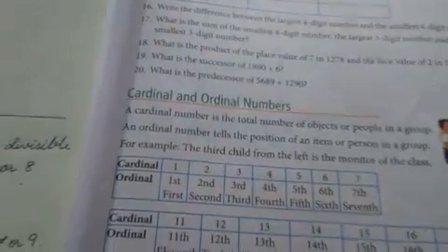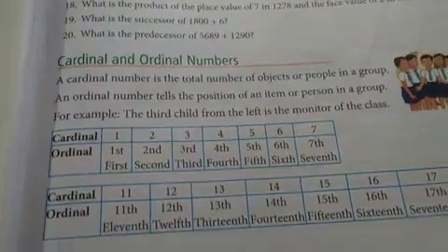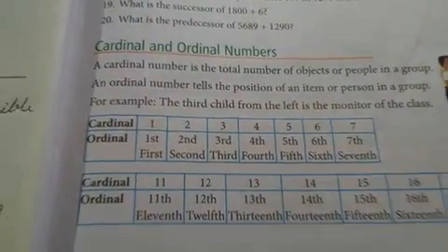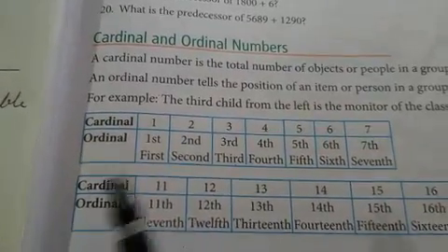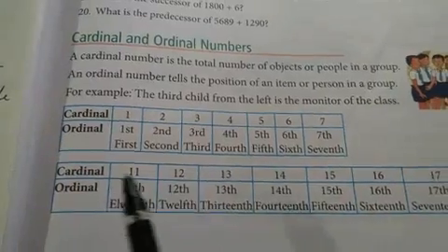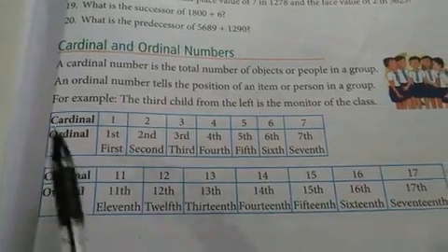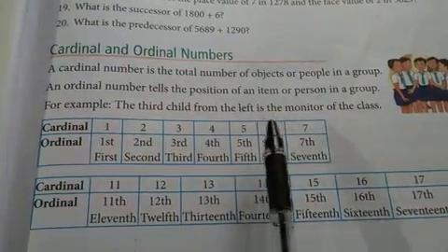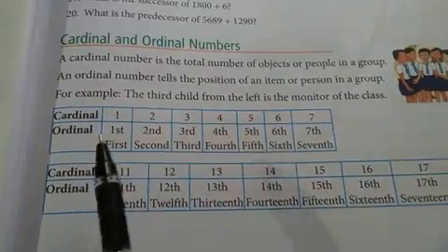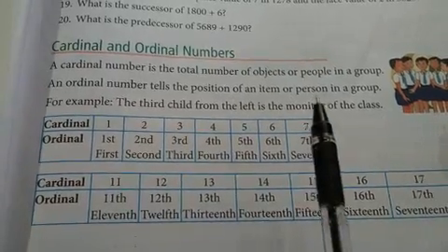Today we are going to deal with the cardinal and the ordinal numbers. So what is the meaning of cardinal number? Although you have learned this since your class KG2, we are going to do this again, and it's a kind of revision. A cardinal number is the total number of objects or people in a group, and an ordinal number tells the position of an item or person in a group.